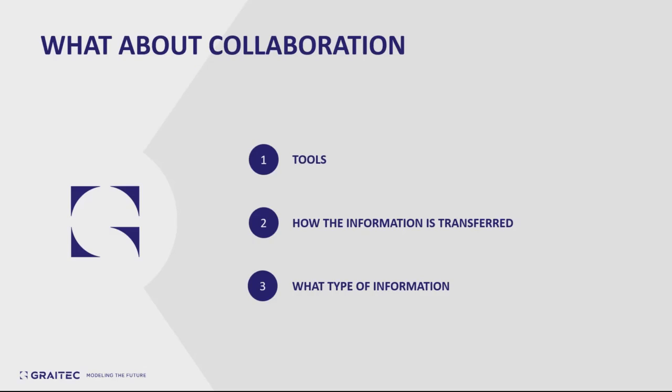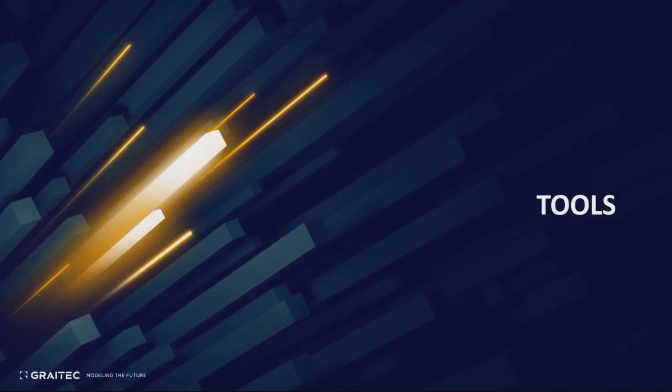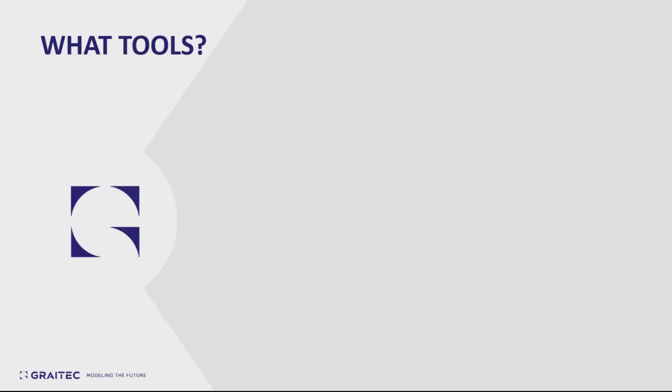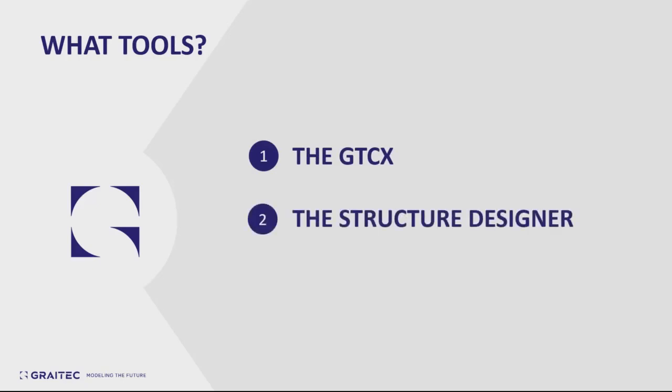Okay, let's focus on the first point, the tools. What type of tools is Grytec offering to help you to have a good connectivity between advanced design and advanced steel? First of all, we have three main tools, let's say. One is the GTCX file format, the native Grytec transfer file format. The structure designer, which is a steel module encapsulated in two applications, and the SMLX, which is the native Autodesk transfer file format. Let's take one by one.